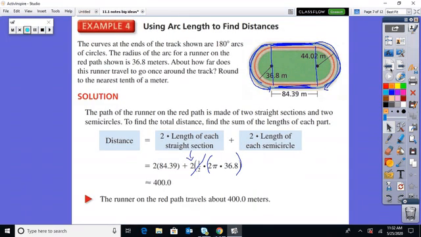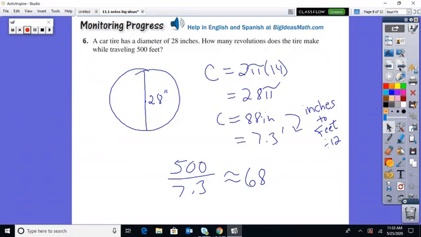All right, try your monitor progress, pause it, see what you get. All right, so hopefully in this one, you were able to work it backwards. The car tire has a diameter of 28. How many revolutions does a tire make while traveling 500 feet? So I plugged in 28 pi to see what my circumference is. That was in inches. So 88 inches is 7.3 feet. So how many revolutions is 500 feet? Just divide it. You got about 68 revolutions the car would make.